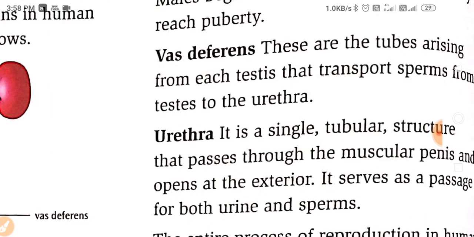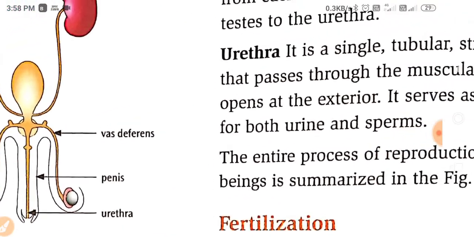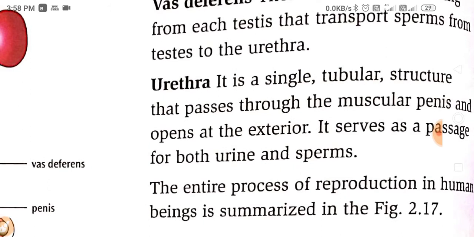Vas deferens: these are the tubes arising from each testis that transport sperms from the testis to the urethra. These are the main tubes for the transportation of sperms from testis to urethra. Urethra is a single tubular structure, you can see in the figure also. The urethra is a single tubular structure that passes through the muscular penis and opens at the exterior.